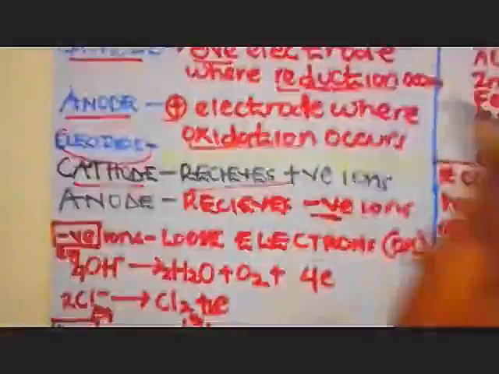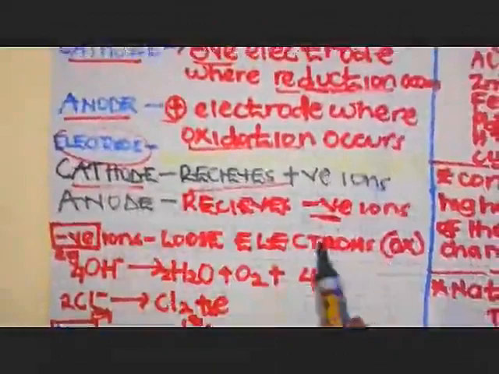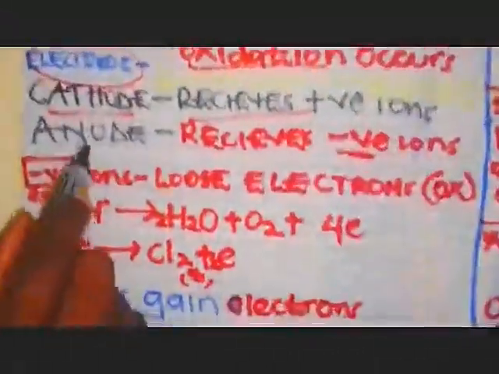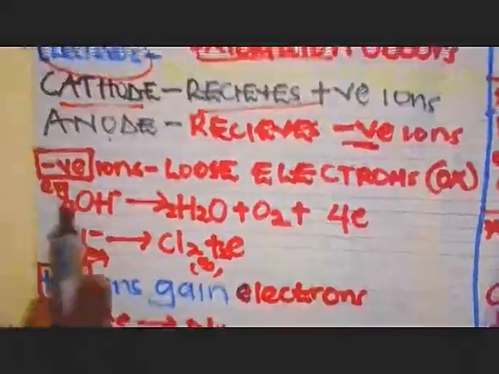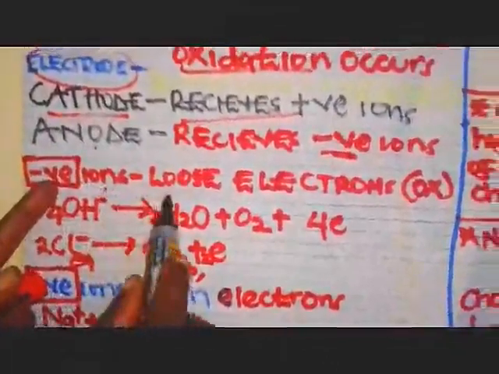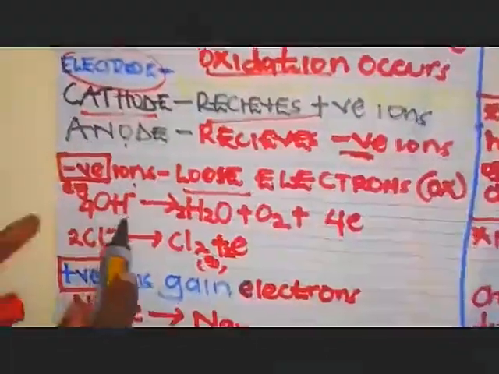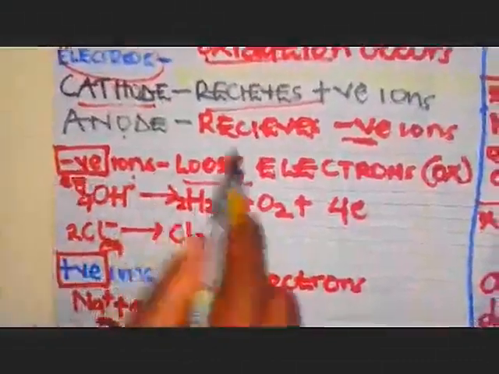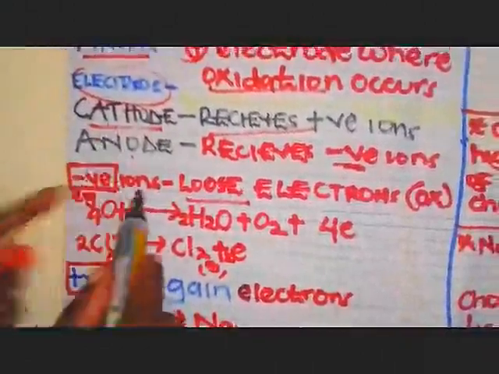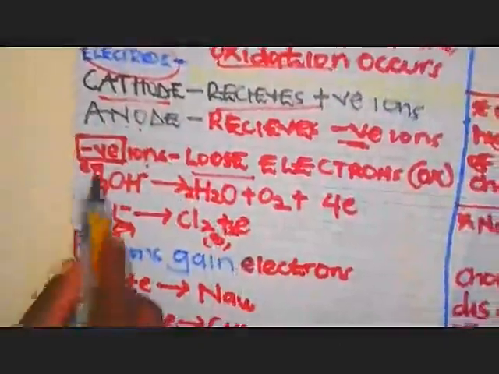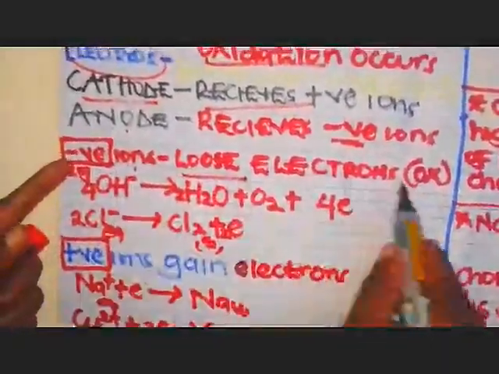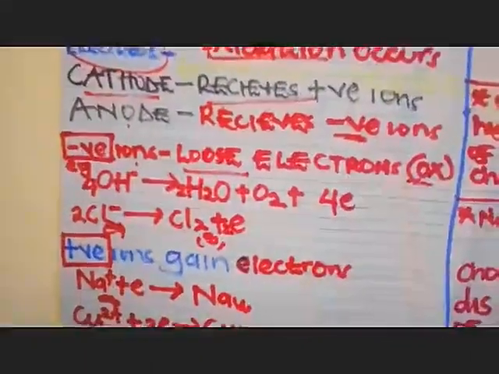We are going to talk about oxidation, which is being done by the negative ions, occurring at the anode. Our positive ions, the cations, are going to move to the cathode. Then our negative ions are going to move to the anode. So this implies that our negative ions are going to lose the electrons, and as they are losing the electrons, we shall see oxidation taking place.